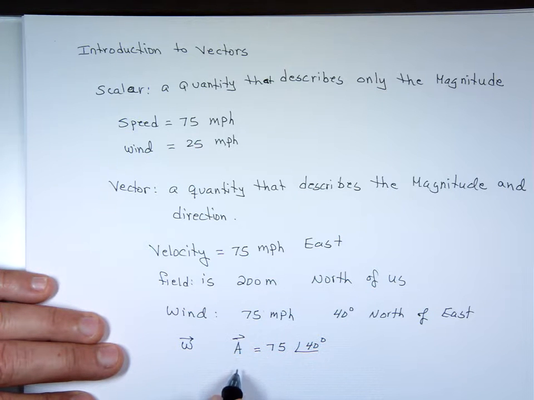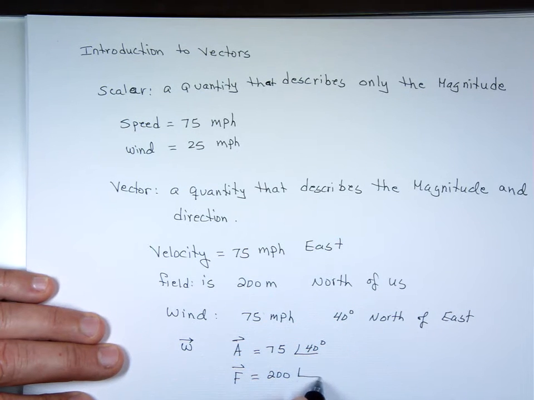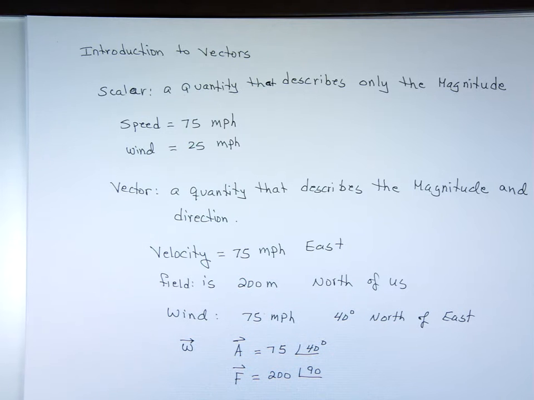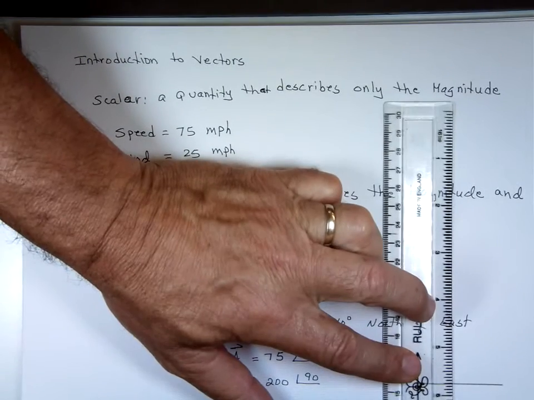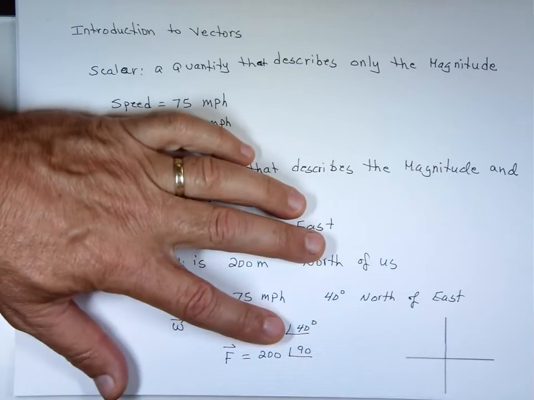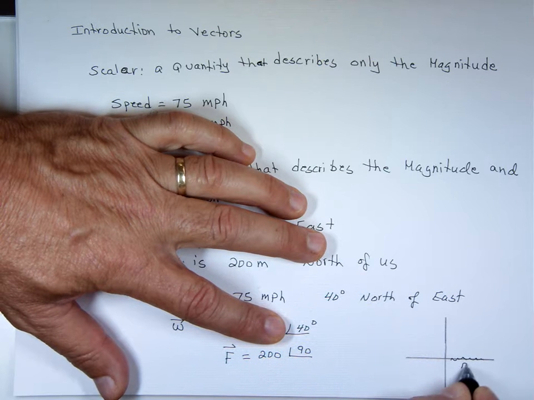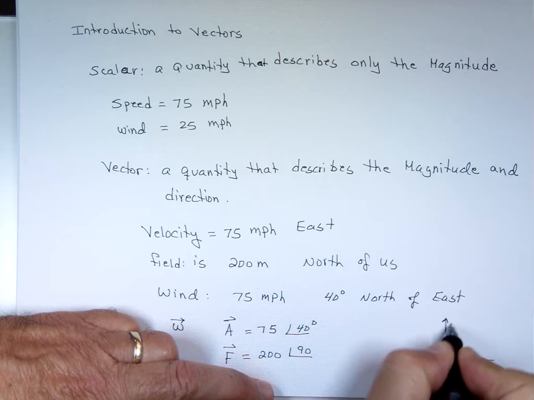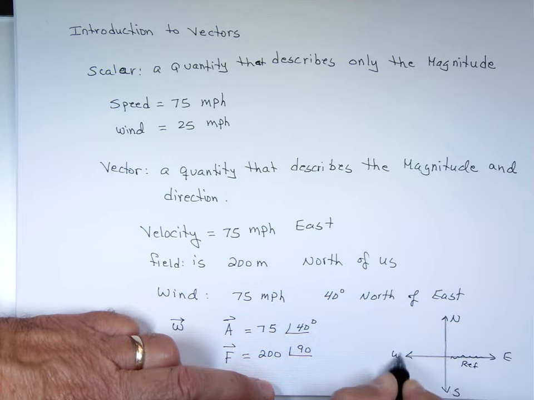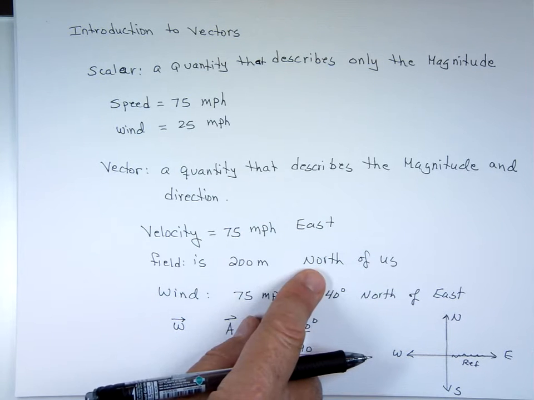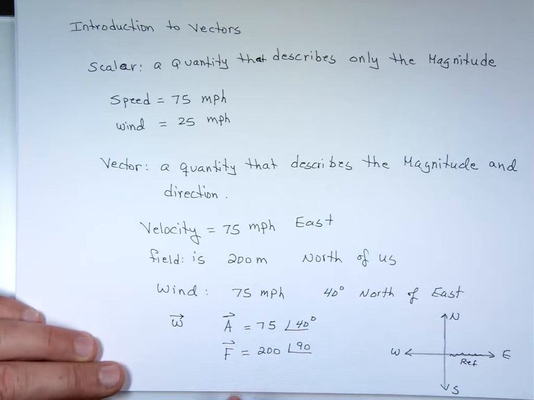Vector F, the field, that's 200 heading north. North is what? Isn't that 90 degrees from the east if you look at the north? When we look at the northeast, southwest, we normally measure everything from this line. That's your reference. So this is north, this is south, this is east, this is west. So when we say it's 200 meters north, you're going upward. What degree is that? 90 degrees.